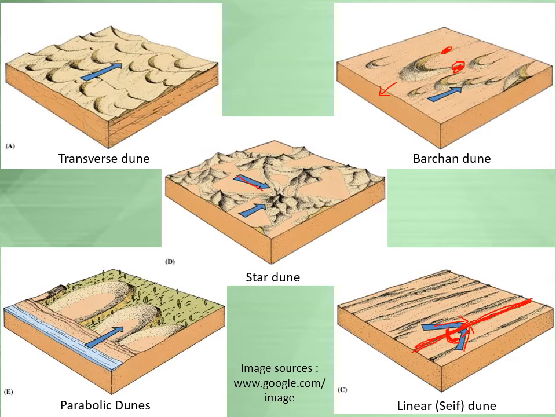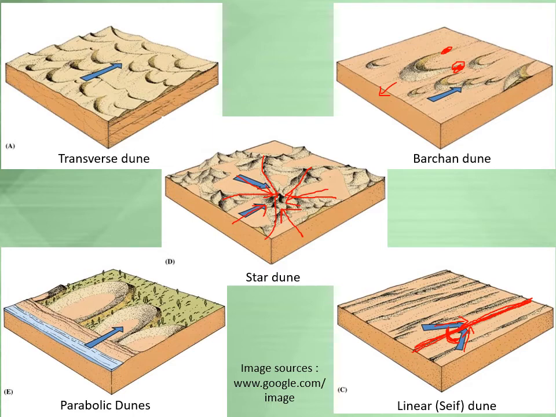So in this picture, the flow direction comes from here, from here, from here, and from here. So when the flow is multidirectional, with coalescence of these multidirectional flows, they form star-shaped dunes. That is, a dune having differently oriented crestlines. So in these dunes, you can see that this one is one crestline, this is one crestline, this one is one crestline, this one, and this one.